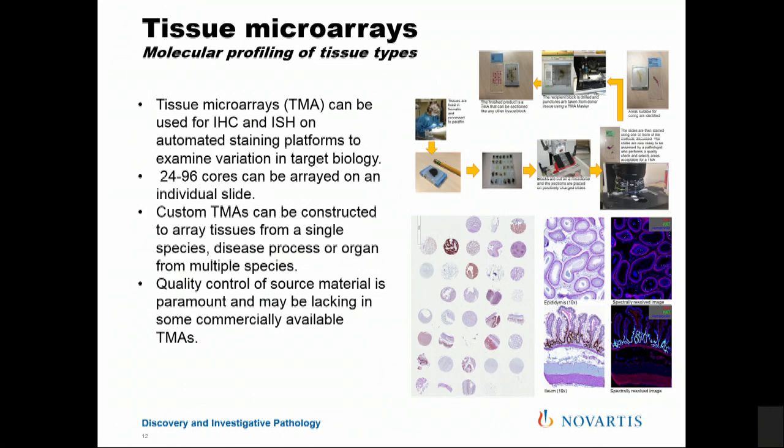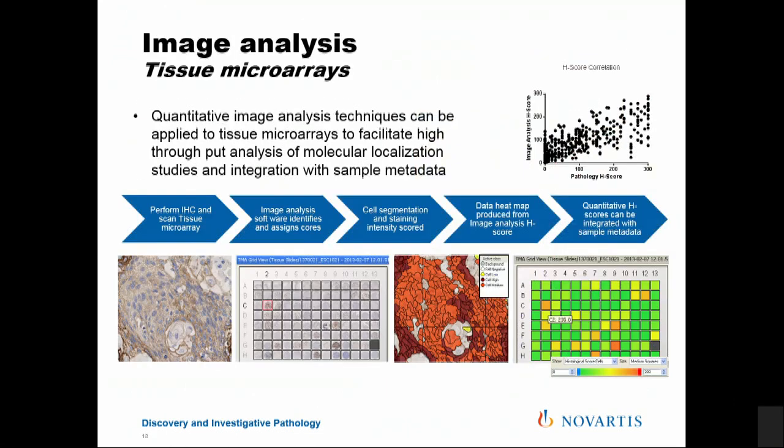process. The quality control of the source material is paramount, and we find it was often lacking in commercially available TMAs. And so internal creation of the arrays is beneficial because it allows the pathologist and the histotechnologist to work closely together to provide an array that is most useful. In the example on the bottom right-hand side, we have a single species array that's been stained for alpha-smooth muscle actin and Ki67, and then spectrally resolved to show the relative orientation of those two markers.